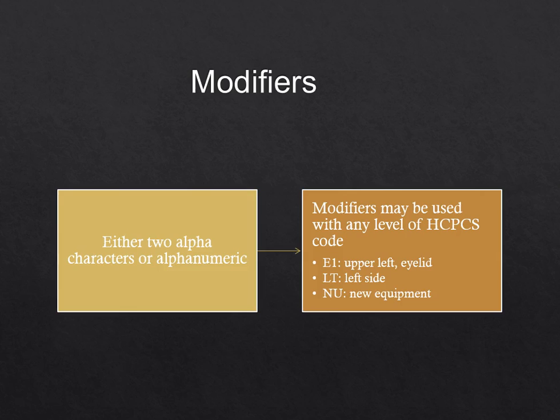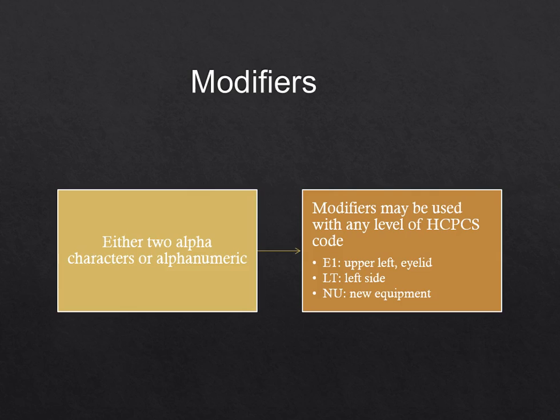All right, then we have our fourth type, which are our modifiers. So modifiers provide additional information regarding a HCPCS code descriptor. And HCPCS Level 2 modifiers can be alpha or alphanumeric, but they are 2 digits in length. Unlike CPT manual modifiers, they cannot contain numeric characters only.